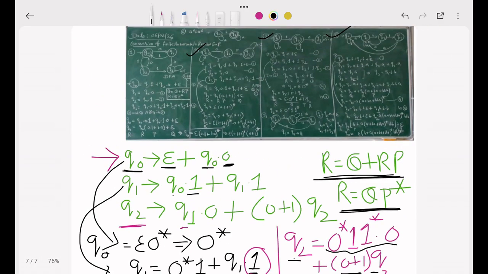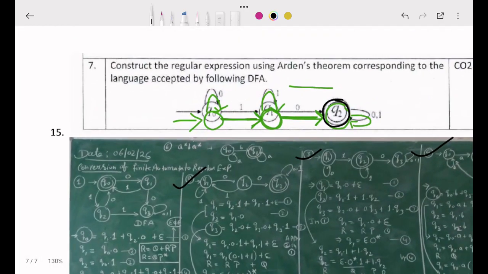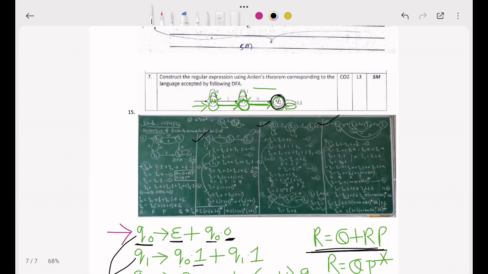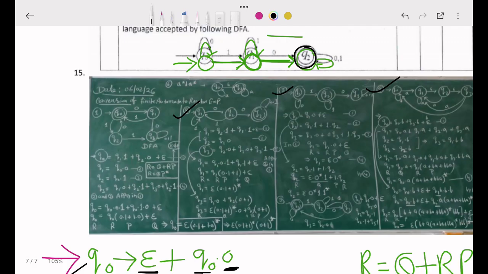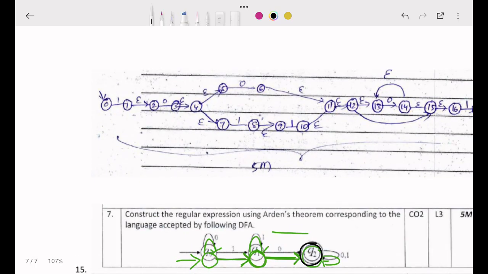So total number of 7 questions we asked, and easily we can solve, and you can see all questions we solved during our class presentation. All questions came only from the class presentation, and next exam also the questions will come only from the class presentation, and in the semester end exam also, and in the GATE exam also the questions will come only from the class presentation.